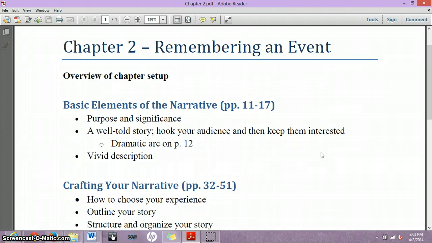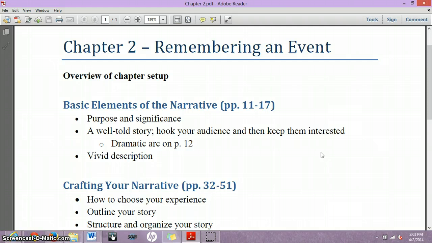chapter 2. So within these chapters that touch on the different types of writing, again, it's cut into different parts. So the first few pages, I view it as pages 11 through 17 of chapter 2, are the basic things that you would identify, the basic important elements within a narrative essay.